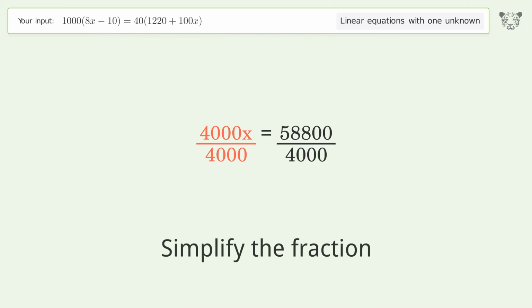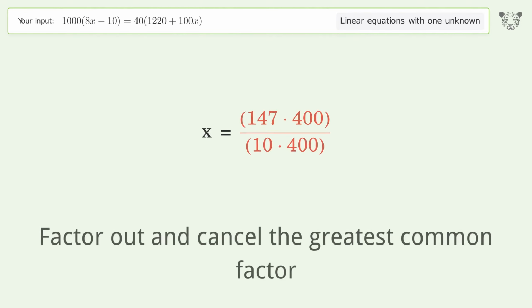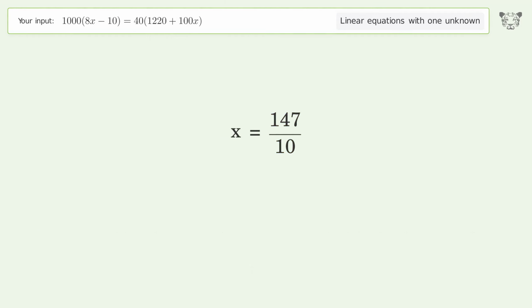Simplify the fraction. Find the greatest common factor of the numerator and denominator. Factor out and cancel the greatest common factor. And so the final result is x equals 147/10.